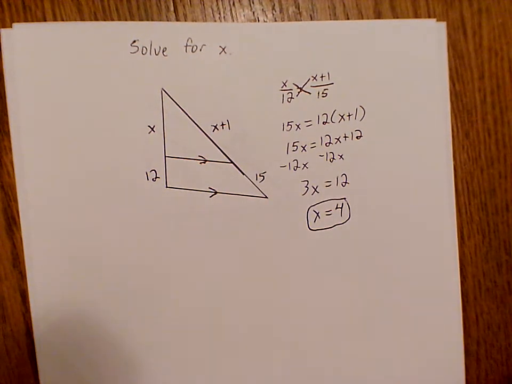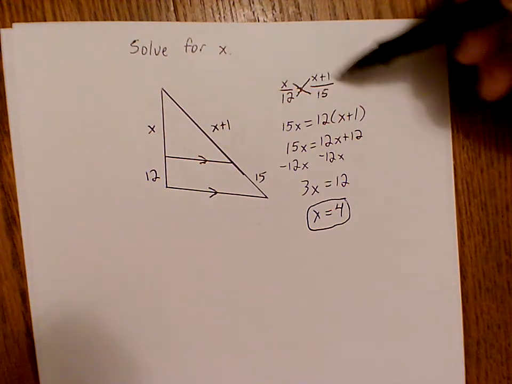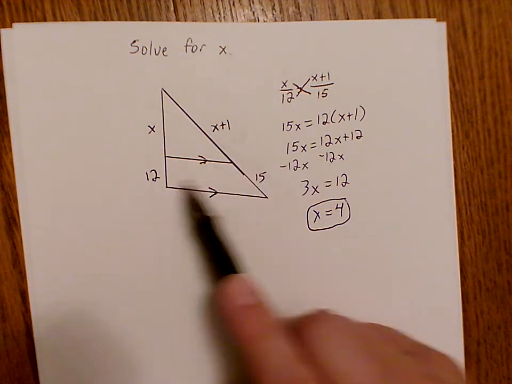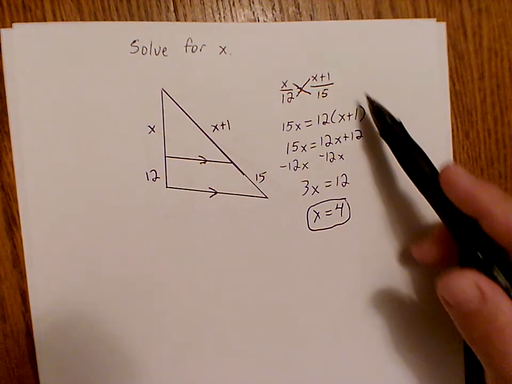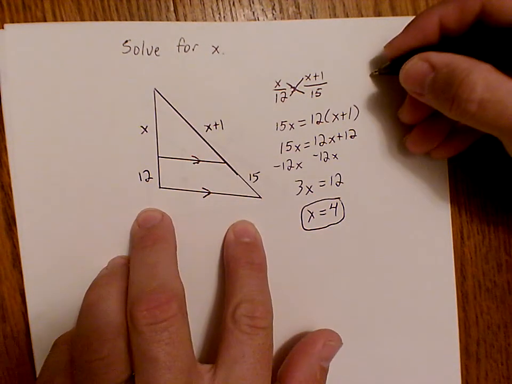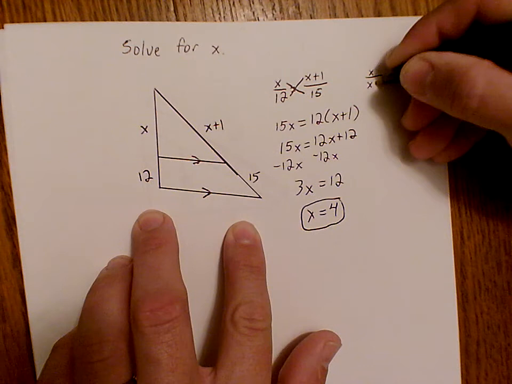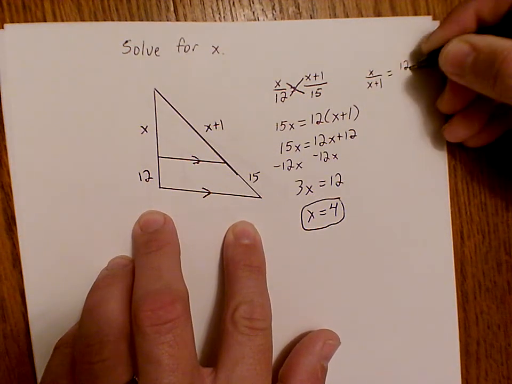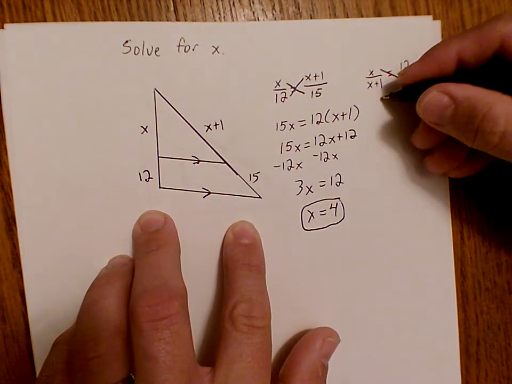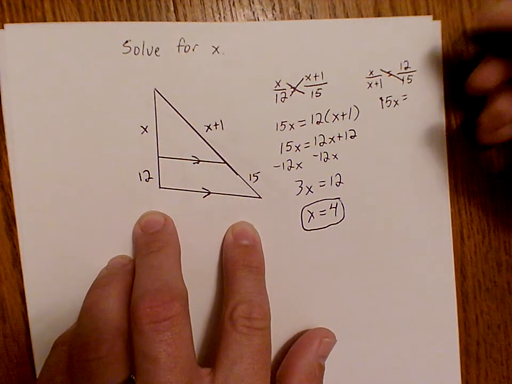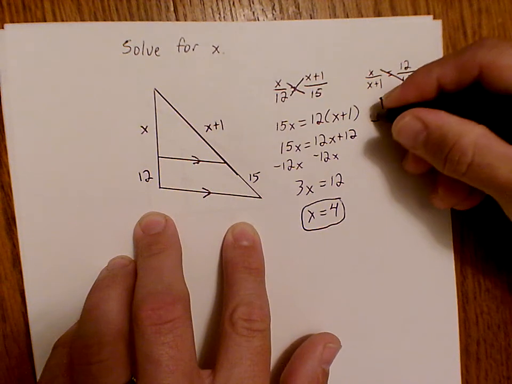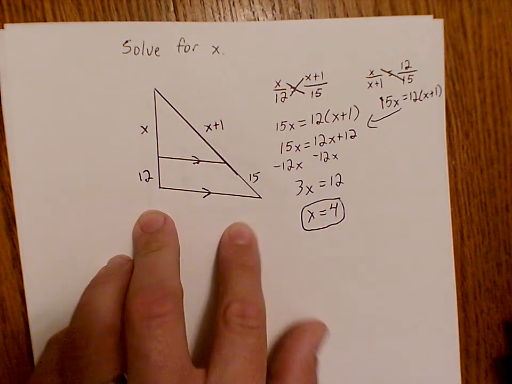That's my answer. Now, that's one setup I could have used. Another setup would have been x over x plus 1 equals 12 over 15. If you do that, it's going to work out the same way. Just your first step would look different. If I cross multiply that, the 15 is still multiplying x, so 15x, and the 12 is still multiplying x plus 1. So really, you're right back into the same process in that situation.